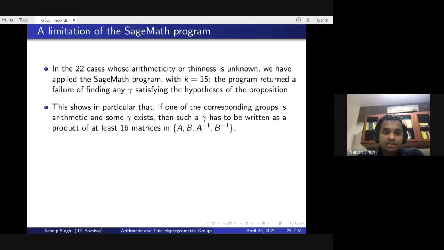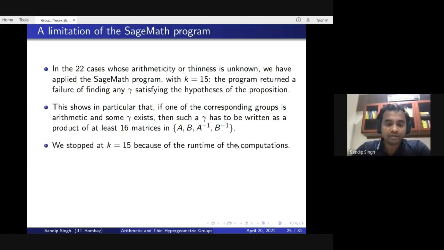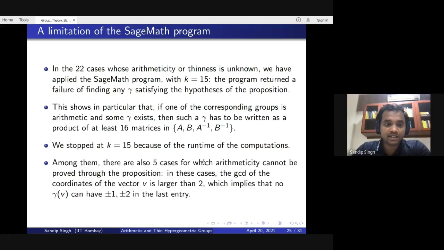So this shows in particular that if one of the corresponding groups is arithmetic and some gamma exists, then such a gamma has to be written as a product of at least 16 matrices in A, B, A inverse, B inverse. We stopped at k equal to 15 because of the runtime of the computations. And among them, there are also 5 cases for which arithmeticity cannot be proved through the proposition.